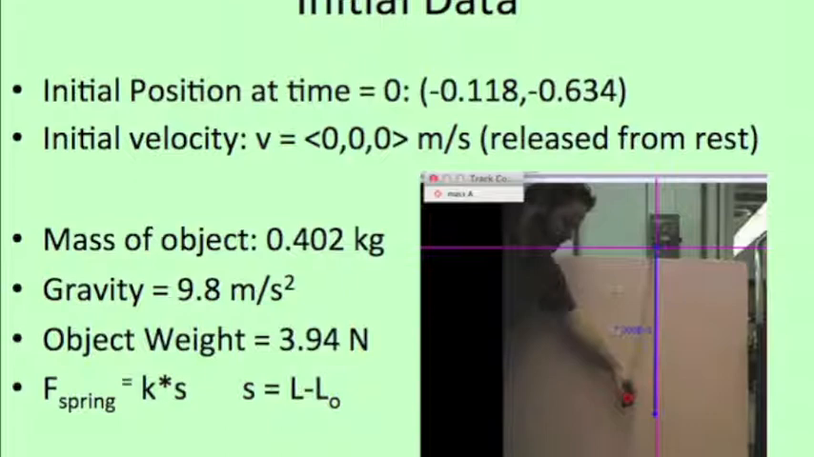The mass was given as 0.402 kilograms, with an initial position of negative 0.118, negative 0.634 meters, and with an initial velocity of 0 meters per second as it was released from rest. Using this information and the graph of the oscillation, I was able to calculate the period of oscillation, which I found to be 1.62 seconds.